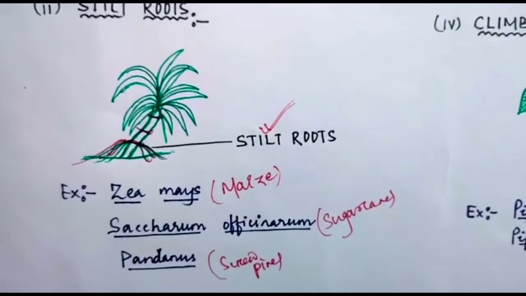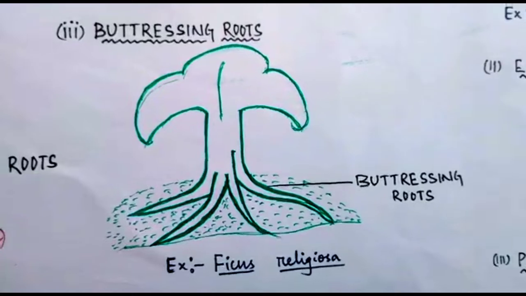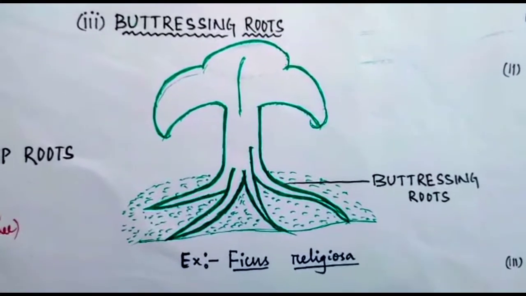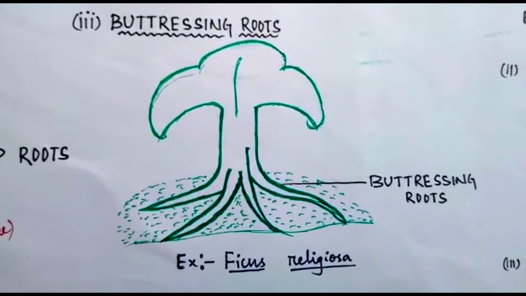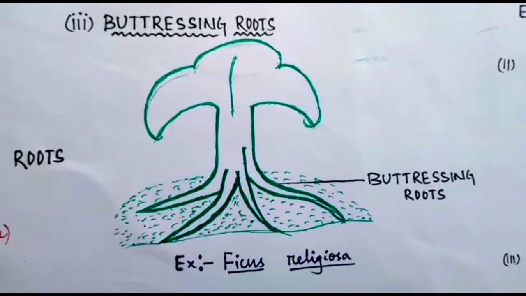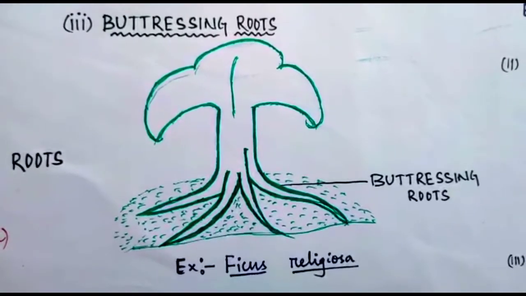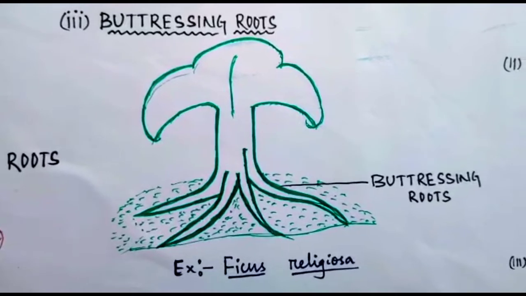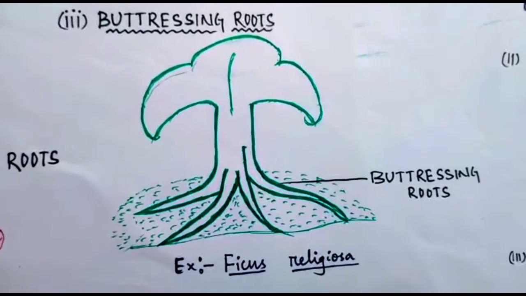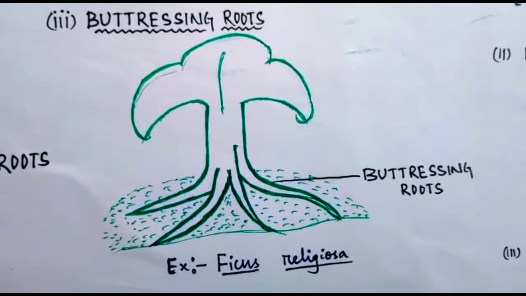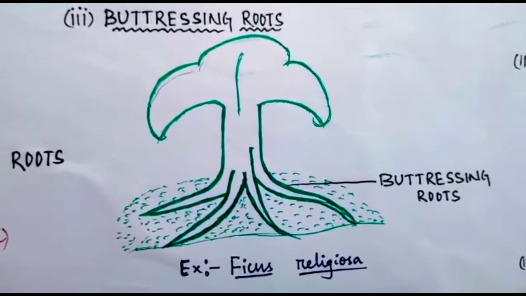mechanical support to the plant. Then comes to the buttressing roots. In this type the roots arise from the lower part of the main stem and it grow flat or horizontally with the soil surface.